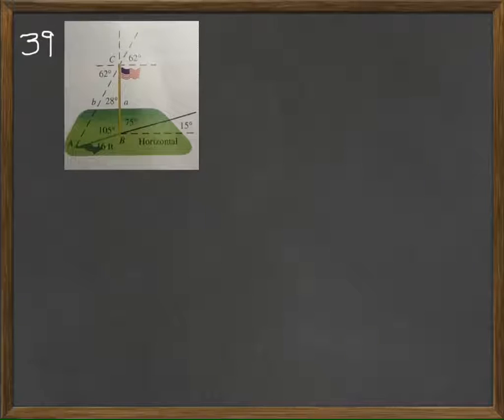This is problem number 39. This is in your book, back in section 5.5. We're going to look at this problem to try to determine how tall the flagpole is. So they've got a lot of information kind of drawn for you, which is very helpful.